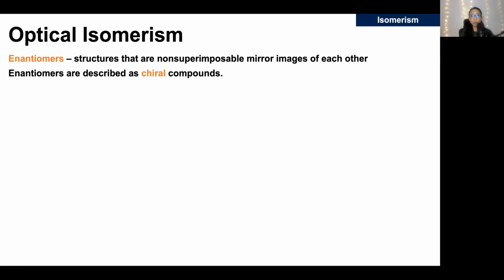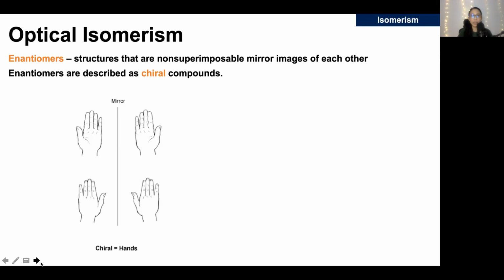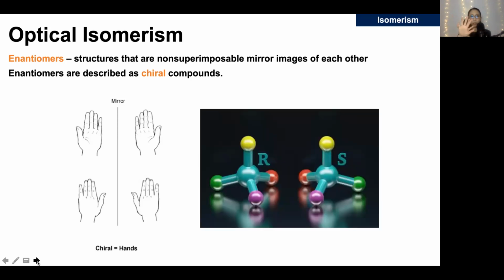So now let's go to the last type of isomerism, which is optical isomerism. This has something to do with mirror images. If we look at our hands, the left and the right, they are mirror images of each other, but they are not superimposable, which means if I superimpose my two hands, they do not overlap. There's a difference. In chemistry, we also have such structures: molecules that are mirror images of each other, but non-superimposable, such as shown here.